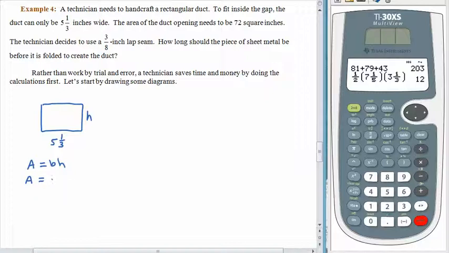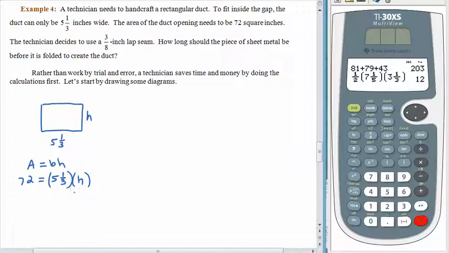It doesn't really matter. So we have 5 1/3 multiplied by H. And you see if I did this like this, I've got a little bit of a problem because now I'm stuck and I think I've done everything I need to do, when really what I should have done was look at my formula and fill in everything that I know. The area is supposed to be 72 square inches. All right, so 72 is equal to 5 1/3 multiplied by H.